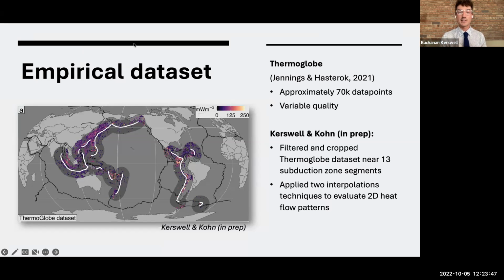Okay, but nevertheless, we take these data, we filter them for quality the best that we can. We clean them up. We crop them to within 1,000 kilometers of 13 subduction zone segments, which you can see here on the map. And we apply two different interpolation techniques to distribute these individual discrete measurements into a two-dimensional approximation of the continuous surface heat flow.